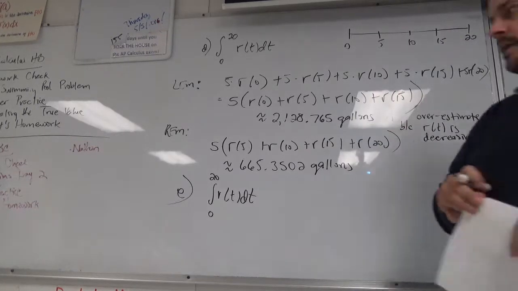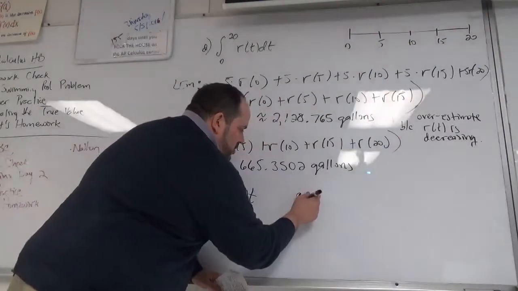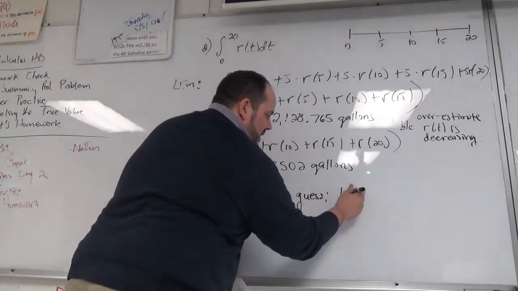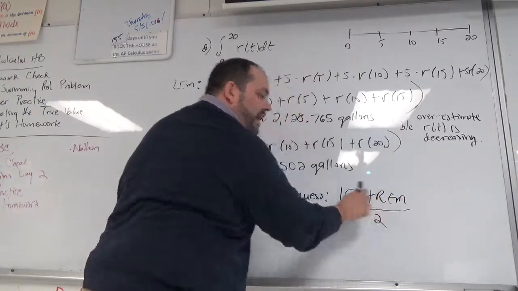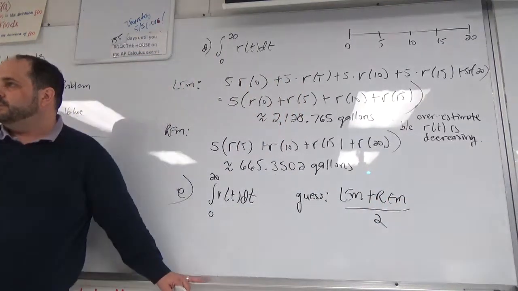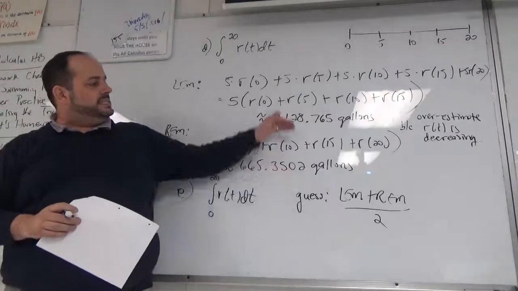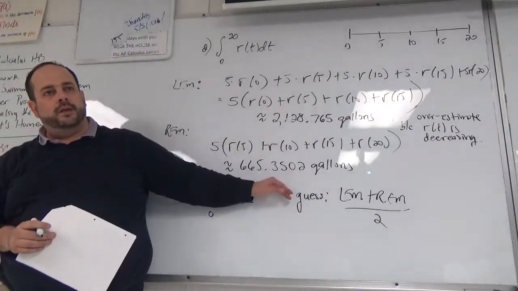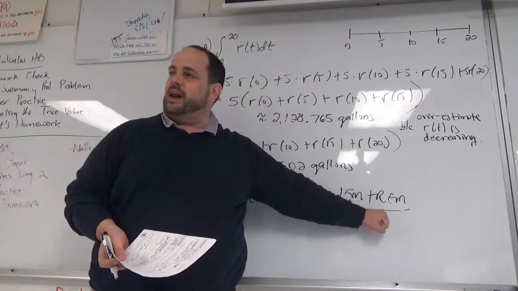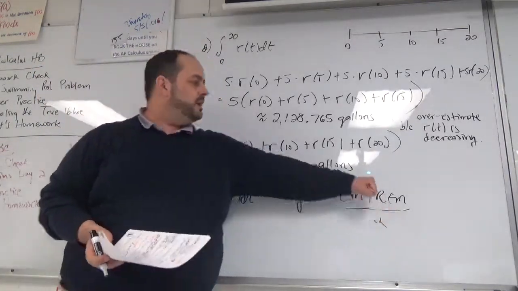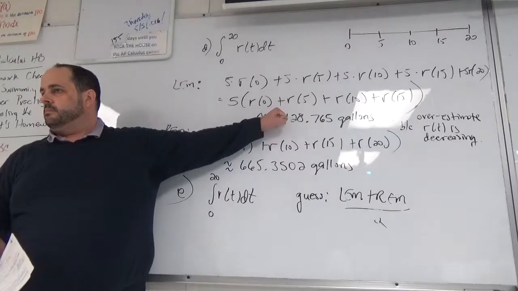So if you wanted a good guess, what I heard you say is to take the left endpoint method answer plus the right endpoint method answer and divide by 2. That puts you exactly halfway in between, which means the biggest your error can be is from that number to either endpoint.